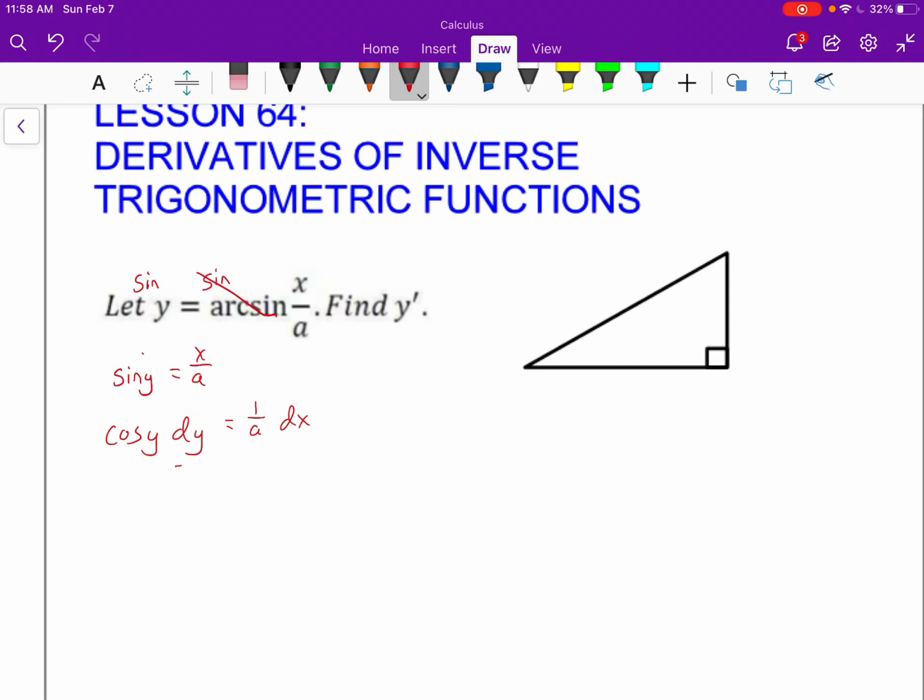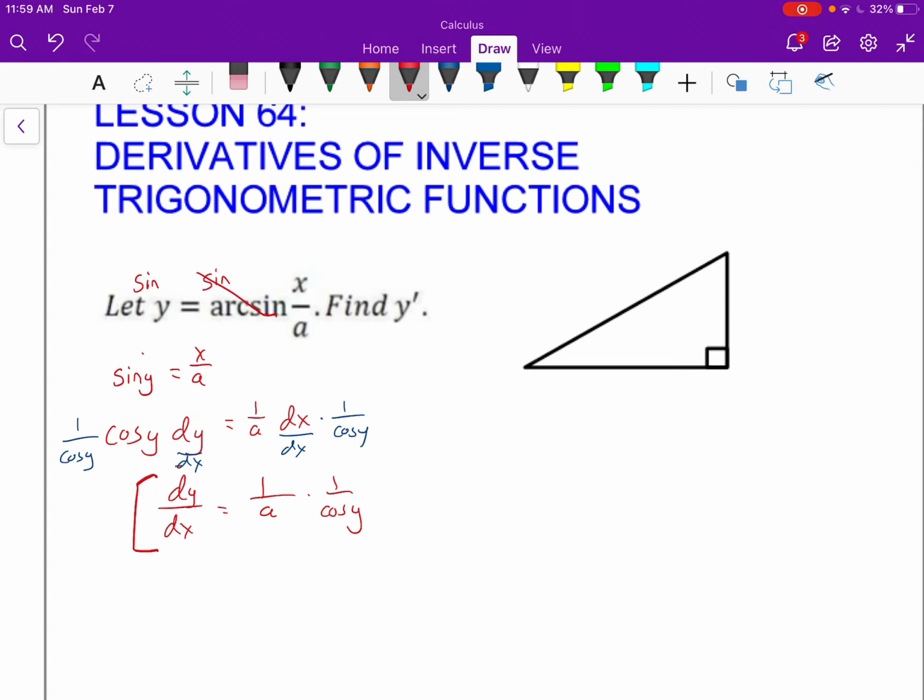And we can find dy dx. So dy dx is 1 over a, and just to show what we're doing here, we'll multiply by 1 over cosine y, and we divided both sides by dx. So we get dy over dx equals 1 over a times 1 over cosine of y. Well, we have now the derivative dy dx in terms of y, and we don't really want that.